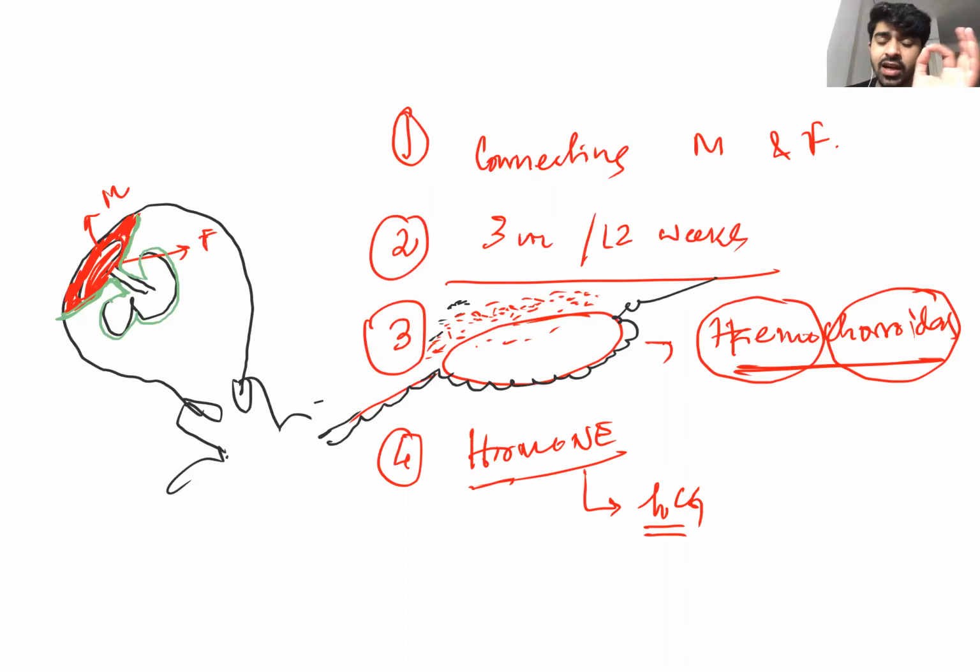Should we consider the chorionic villi as a part of the placenta? Yeah, they are the forerunner of the placenta. If chorionic villi are not forming, if the implantation is not performed, do you think the placenta will be formed? No. So we have to consider the chorionic villi as the previous structure, or the ancestral structure, of the placenta.